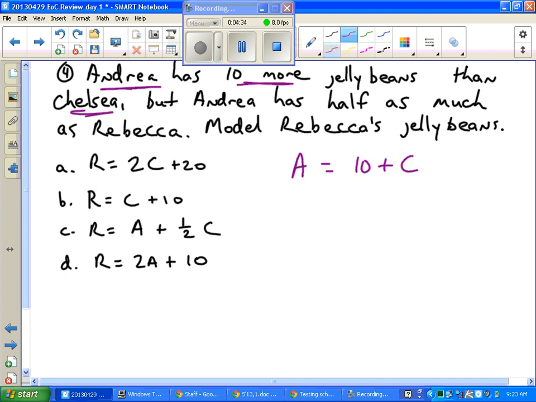But then it says Andrea has half as much as Rebecca. So A equals half as much as Rebecca. So half times Rebecca.